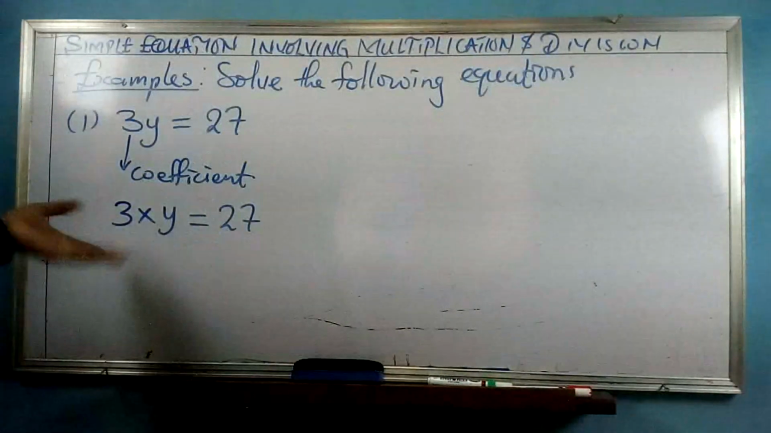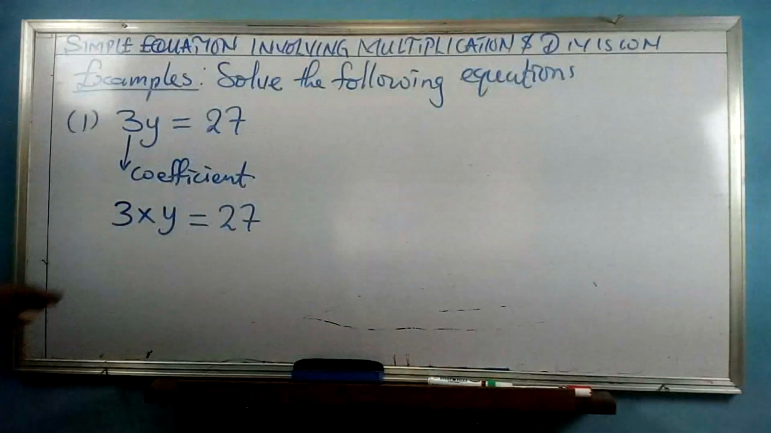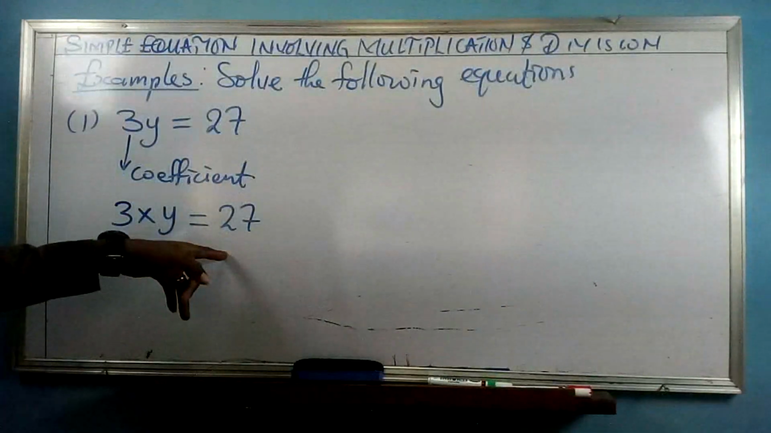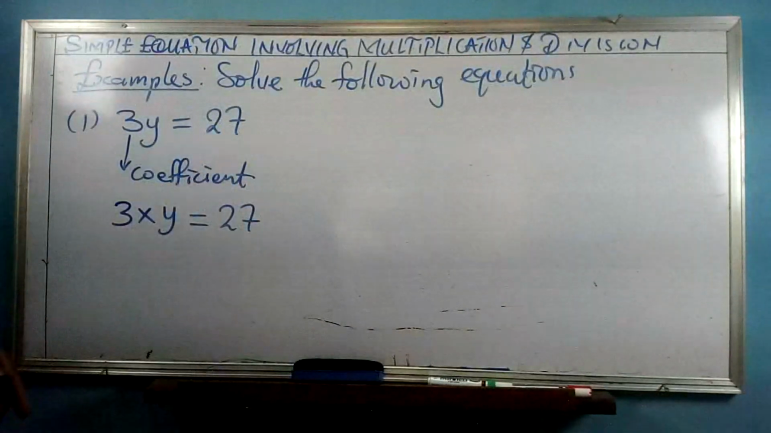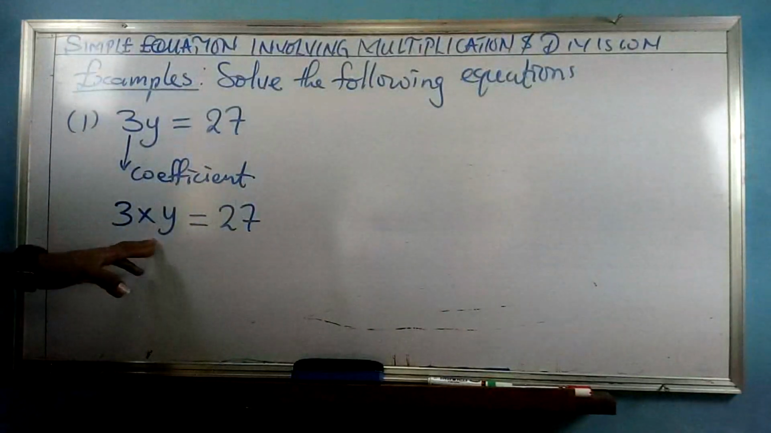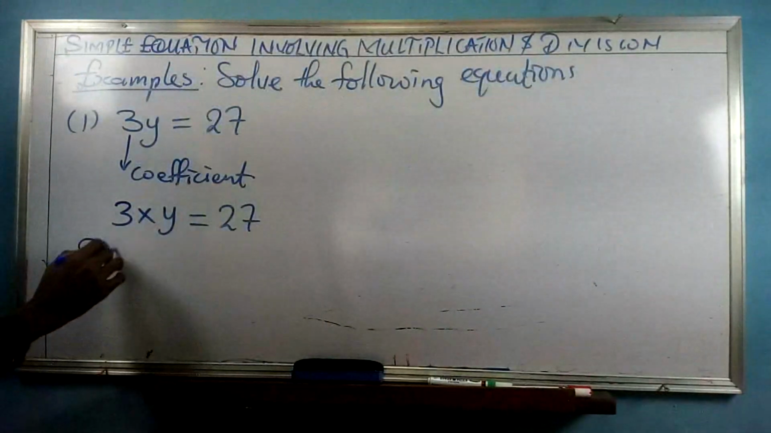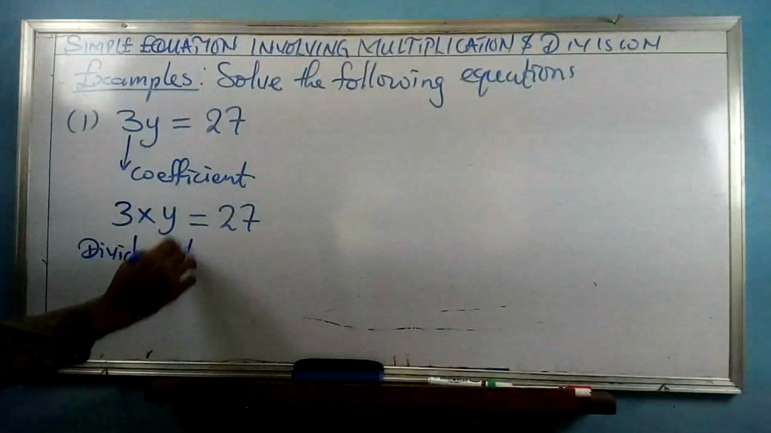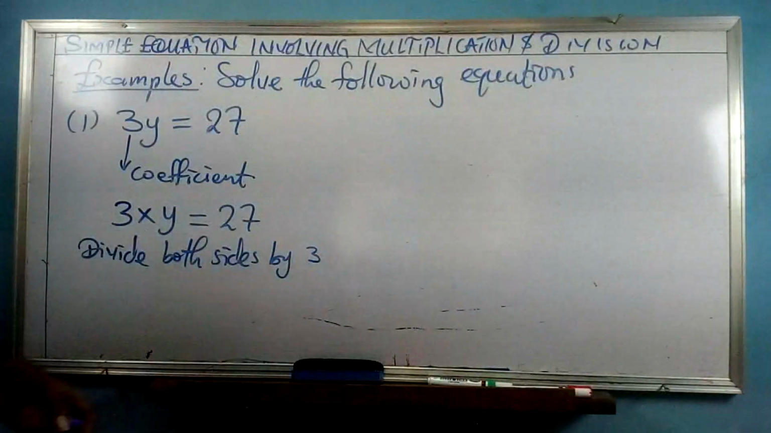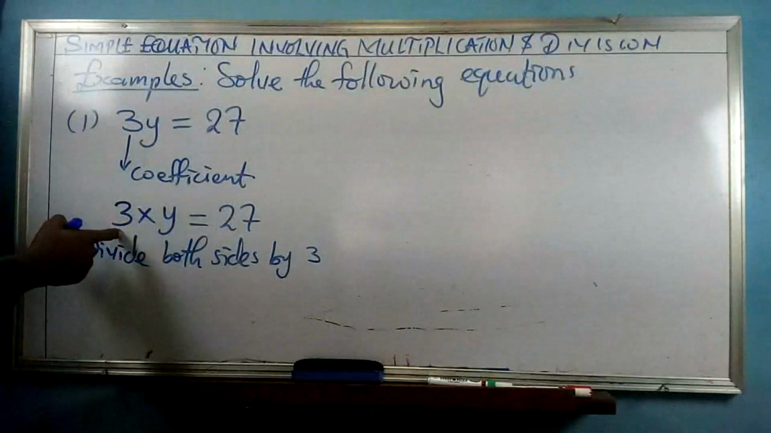Don't forget that I told you that when we have multiplication, it will change to division on the other side. So like this one, we now have 3 times y equals 27. Do you see that? So the opposite of this will be division. That means we can say divide both sides by 3. Divide both sides by 3, because it's this 3 that we don't want to be here.